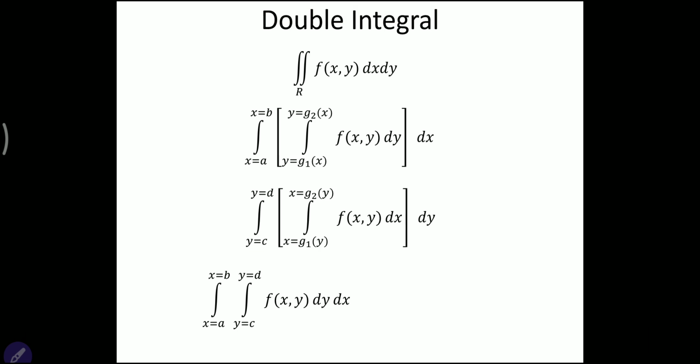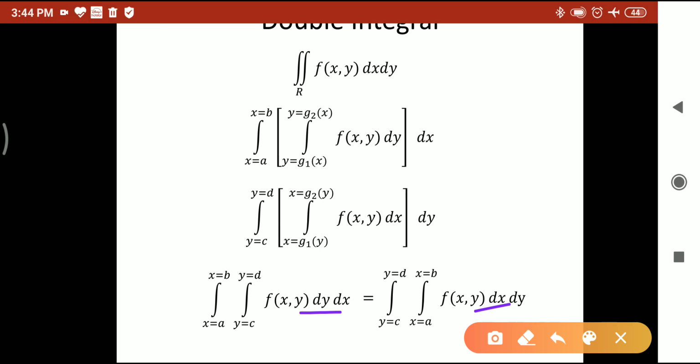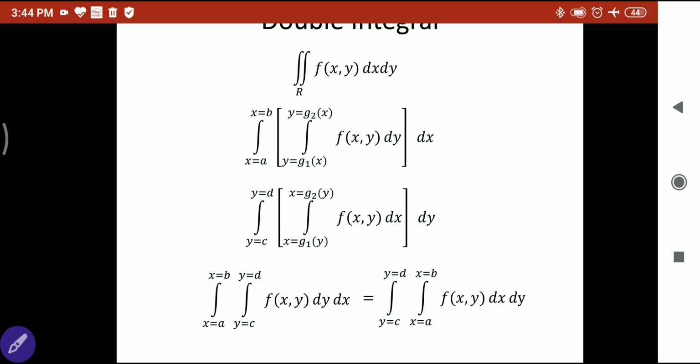Now there is one more case: if the limits of x and y are both constant. In this case there is no specific order. You can integrate with respect to x first or with respect to y first. The answer that you are going to get will be the same. So there is no priority, you can integrate with respect to x or y first, and you are going to get the same answer if the limits are constant.